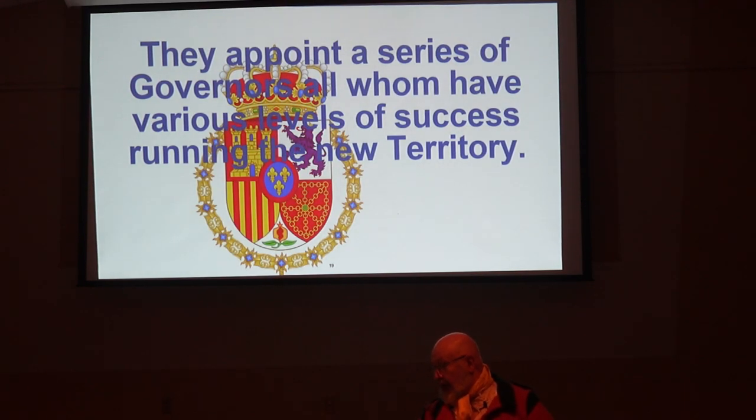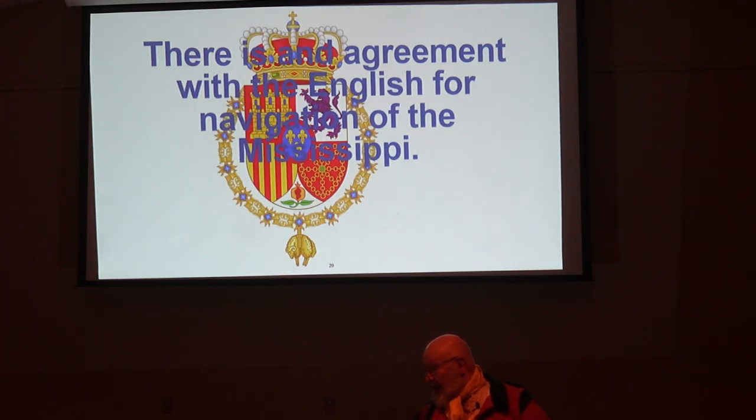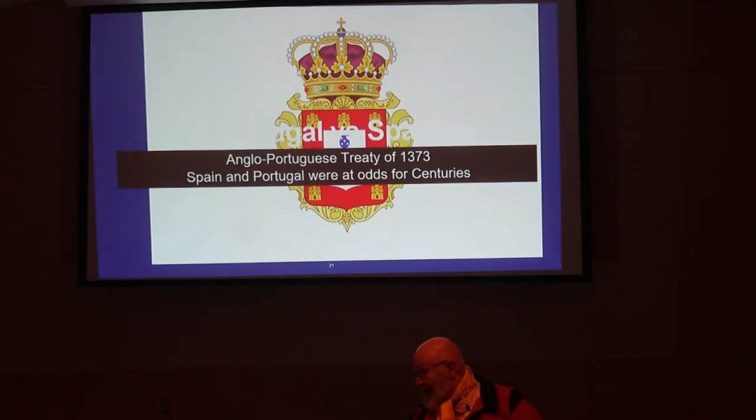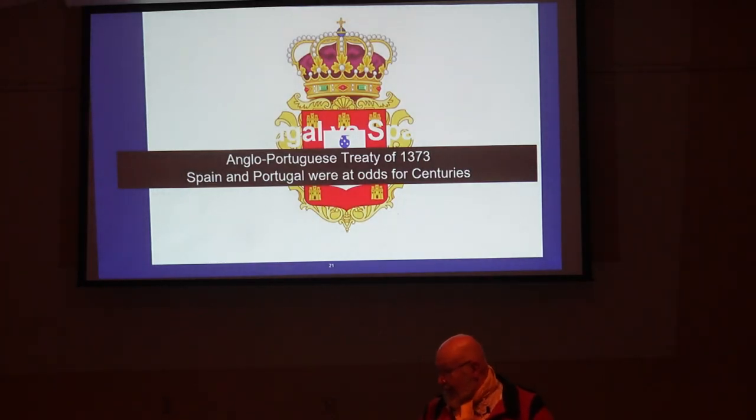They appointed a series of governors, with various levels of success, and there's an agreement for navigation of the Mississippi. And actually, after the American Revolution, there was also an agreement between the United States and Spain, which wasn't that effective, but on paper at least there was an agreement.